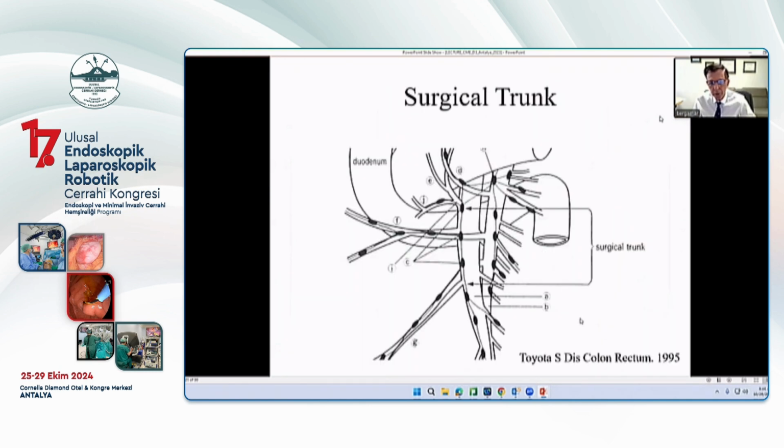In the Japanese literature, this corresponds to the same. They call it the surgical trunk. So for a surgeon, it's important to know that the dissection goes from the bottom up, from the ileocolic to the right colic, and then to the so-called gastrocolic trunk of Henle. That is the surgical trunk.